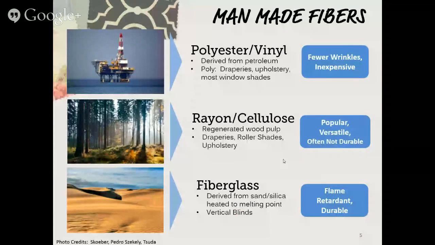Yes. So the next we're going to talk about man-made fibers. So man started making fibers in the 20th century, in the early 20th century, and the most popular now is polyester, which is derived from petroleum, actually. And it's relatively inexpensive. It's known for not wrinkling. It's very durable, and it's used in many of our blinds and shades and draperies also.